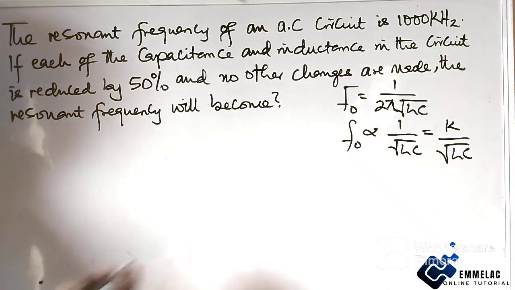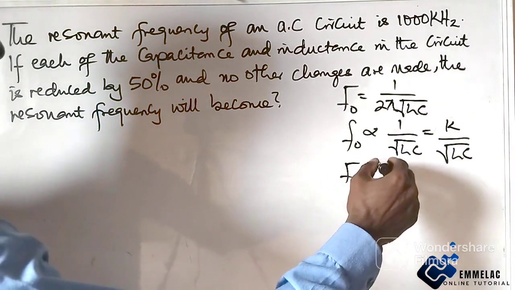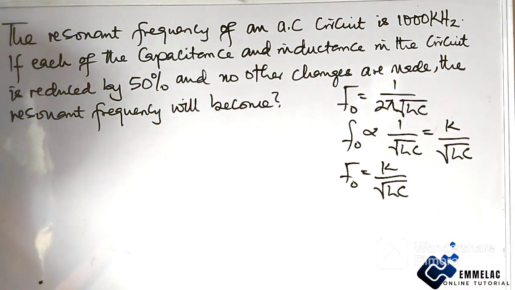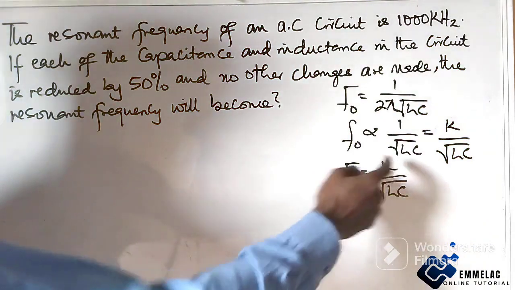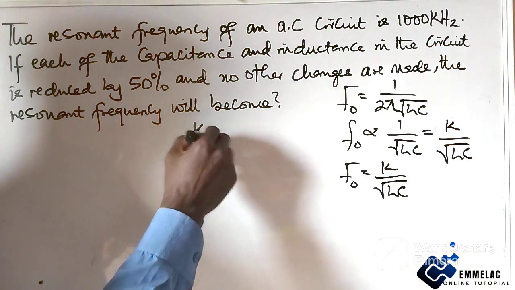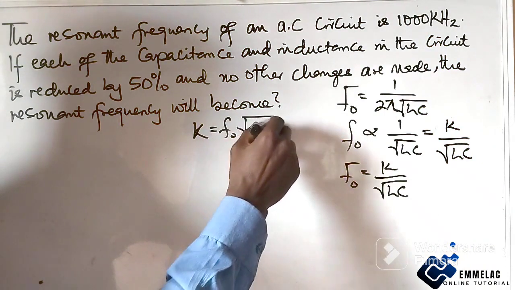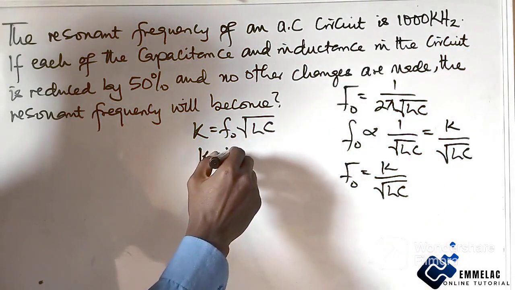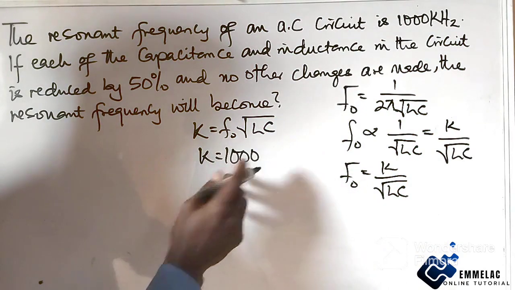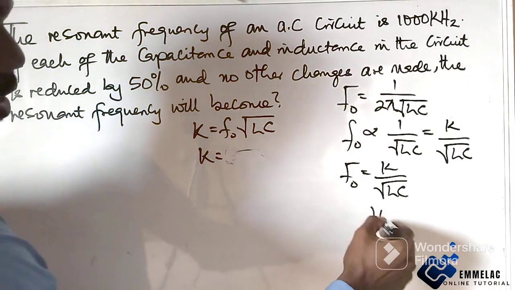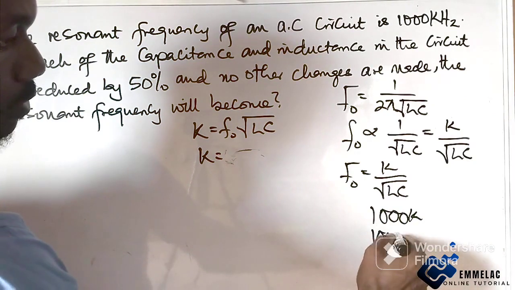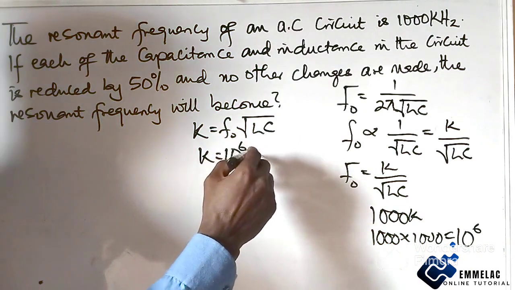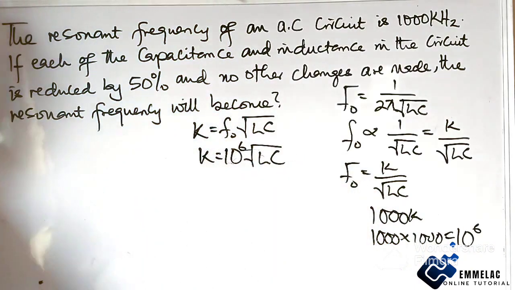Now we can say that the resonant frequency is k over the square root of LC. Making k the subject of the relation, k equals the frequency times the square root of LC. Our frequency is 1000 kilohertz, which is the same as 1000 times 1000, giving 10 raised to power 6, times the square root of the product of L and C.